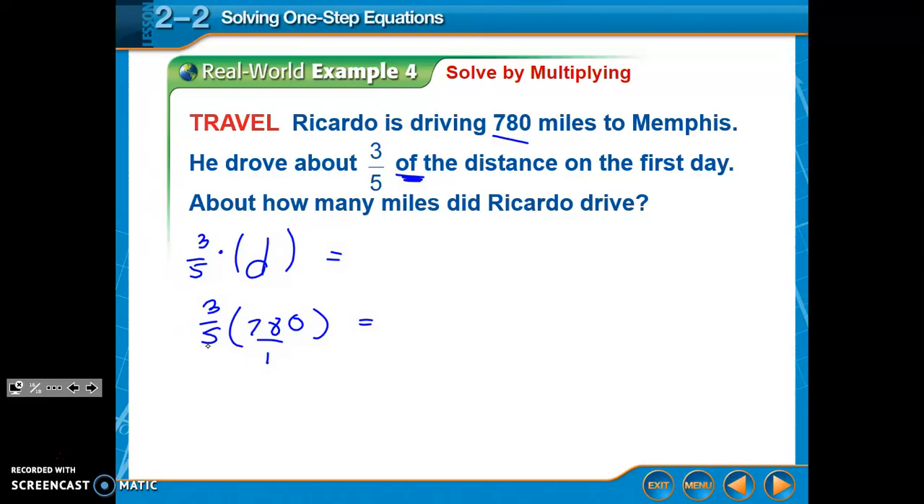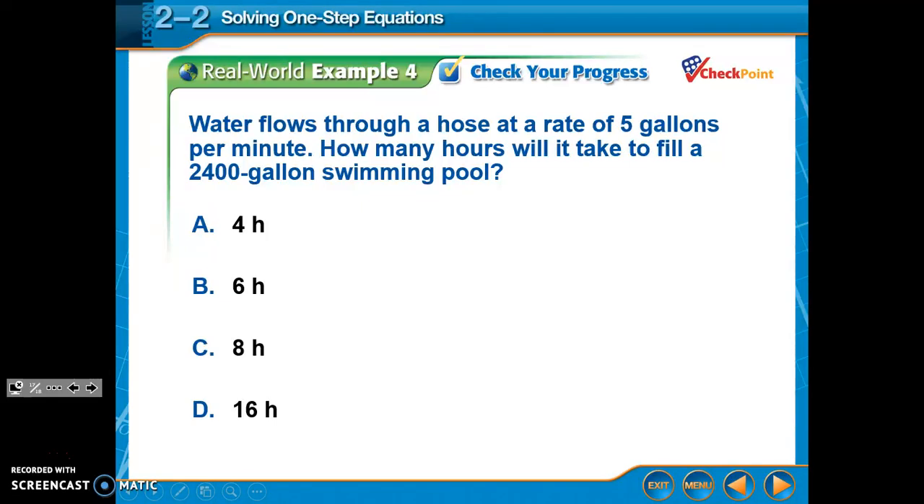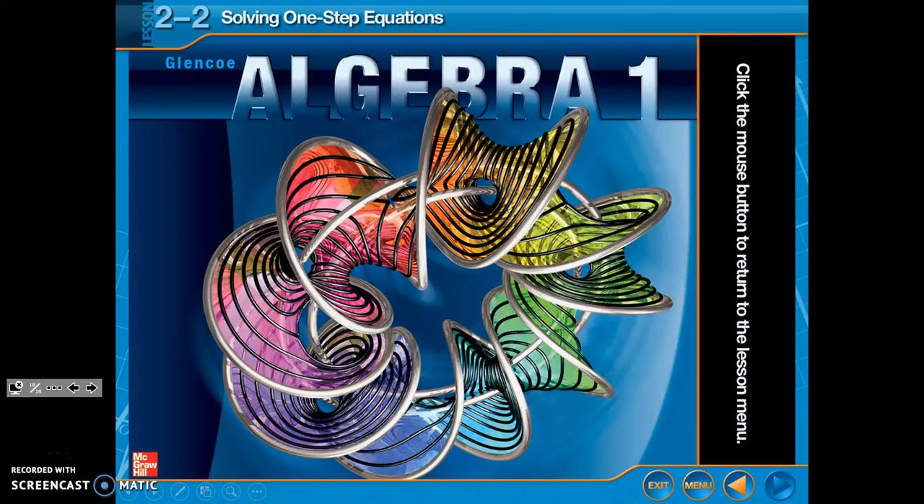So 3 times 780 is 2,340 divided by 5. And when I divide that by 5, I get 468. So we can say he drove 468 miles of the whole 780 miles to Memphis. Okay. And that's the end of lesson 2.2.